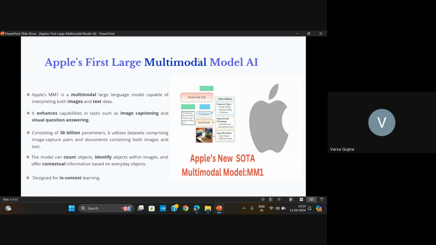This model can also perform various tasks, such as counting objects in images, identifying objects within the images, and offering contextual information based on everyday objects. It claims to have achieved top performance in benchmarks against various other pre-existing AI models, which we are going to see later in the presentation. This model is designed for in-context learning.